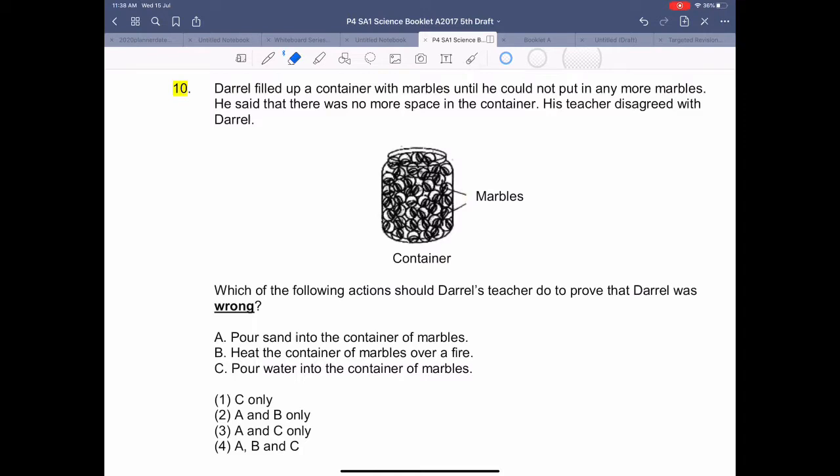Darryl filled up a container with marbles until he could not put in any more marbles. He said that there is no more space in the container. His teacher disagreed with Darryl. Which of the following actions should Darryl's teacher do to prove that Darryl was wrong?